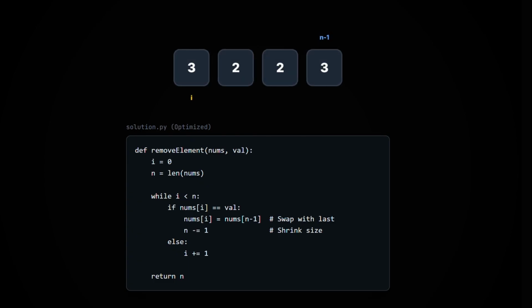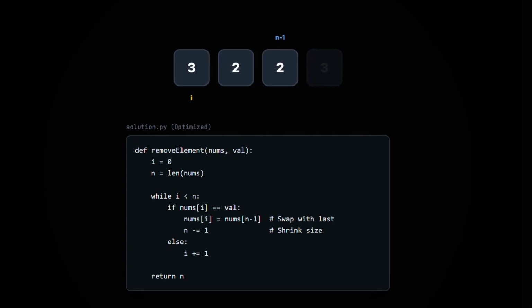If the order of elements doesn't matter, we can do even better. Consider the array 3, 2, 2, 3. We want to remove 3. Index 0 is 3. It's the target. Instead of shifting, swap it with the last element. Now, shrink the effective size n.